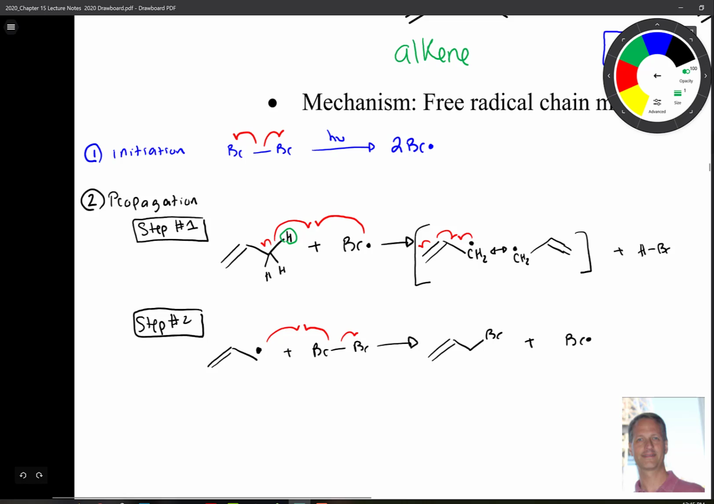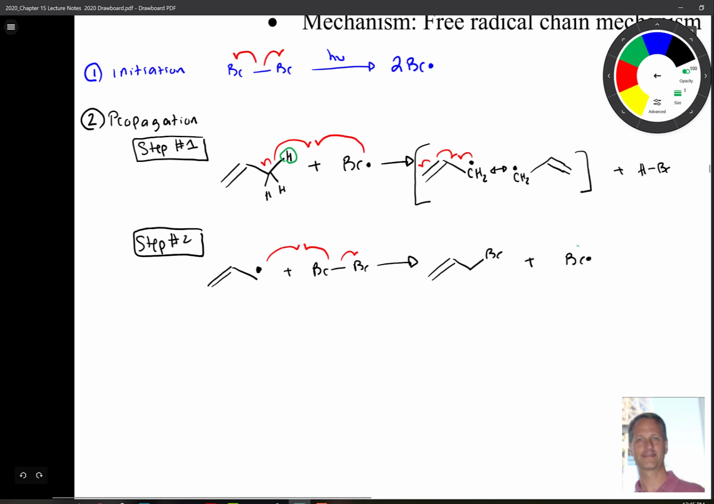Now, that radical then can feed back. So this guy here can feed back, right, over here into our propagation step number 1. So what happens, initiation in theory happens once, and then you get about 10,000 propagation steps for that. And propagation would continue on and on if it wasn't for step number 3, which is termination.